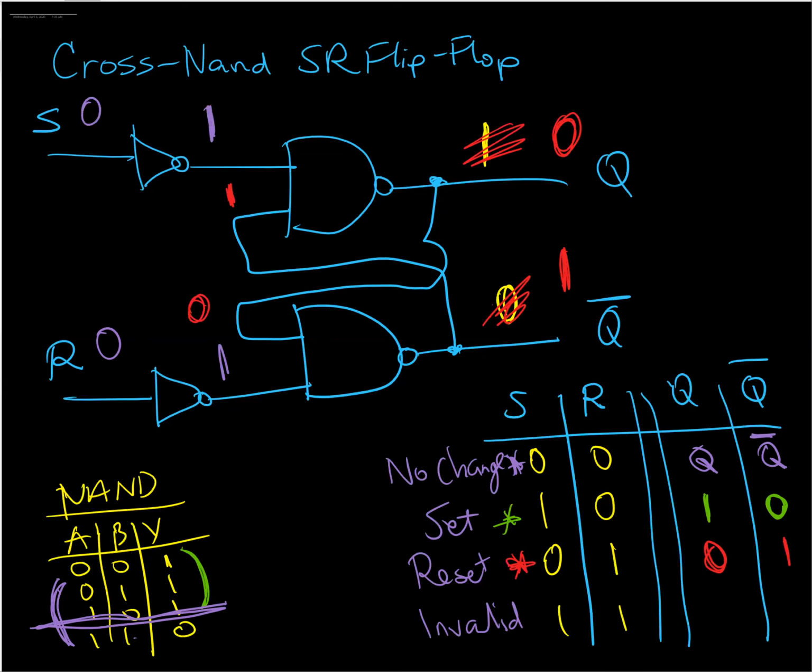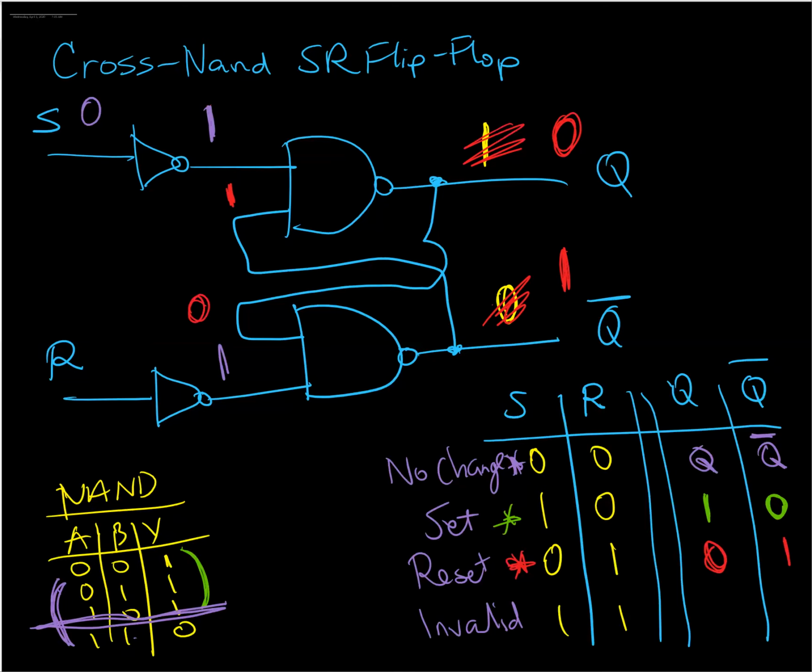So we verified that no matter the starting position of Q, the 0, 0 condition of SR will lead to no change on the outputs. And that gives this circuit an ability to be like a holding circuit and hold whatever data it has, even when the inputs go to 0. And that's what makes a flip-flop useful, is that the inputs can go to 0, but the outputs will hold their value.